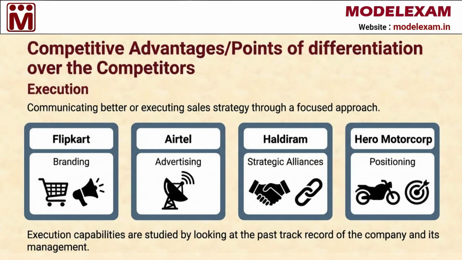Finally, we have execution. This is about communicating better or executing a sales strategy through a focused approach. We can see this in how major Indian companies operate. Flipkart focuses on branding. Airtel focuses on advertising. Haldiram uses strategic alliances. And Hero MotoCorp succeeds through positioning. Execution capabilities are studied by looking at the past track record of the company and its management. This tells you if the company can effectively deliver on its promises.